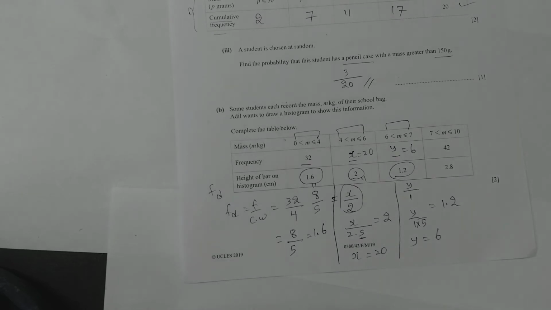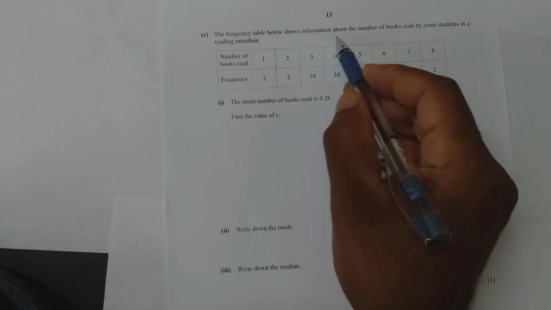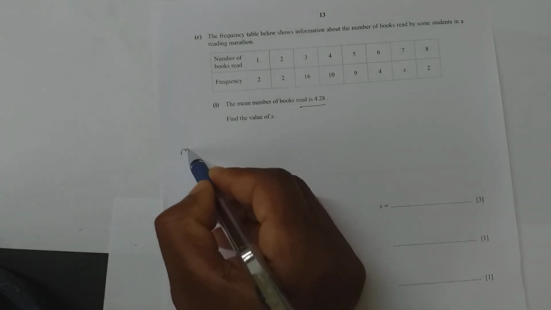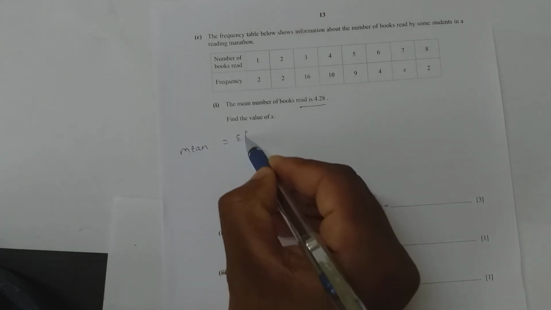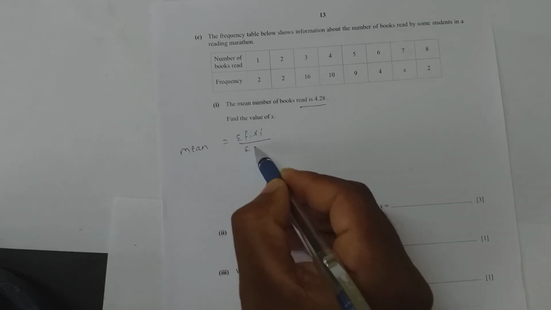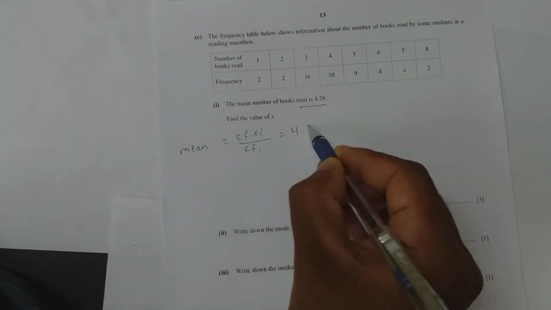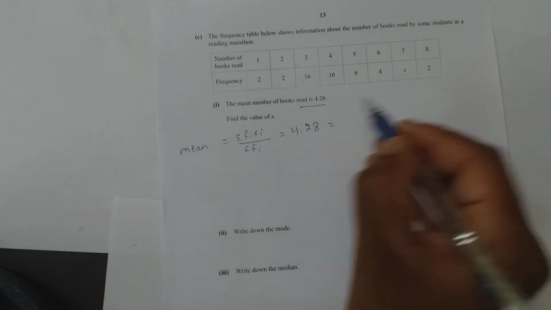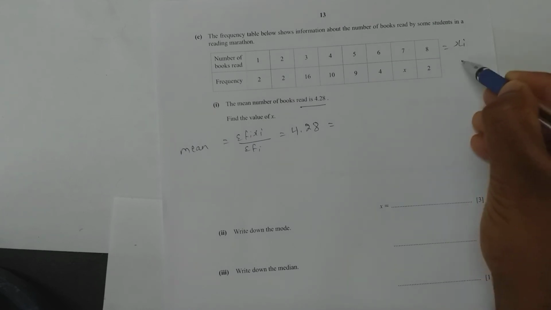Okay, students. Now the next sum. The frequency table below shows information about the number of books read by some students in a reading marathon. Number of books, frequency. The mean number of books read is 4.28. So again, find the value of x. Mean equals sigma fi xi by sigma fi, which is given as 4.28. Sigma fi xi means these are all xi values, these are all fi values. So this into this I need to do.